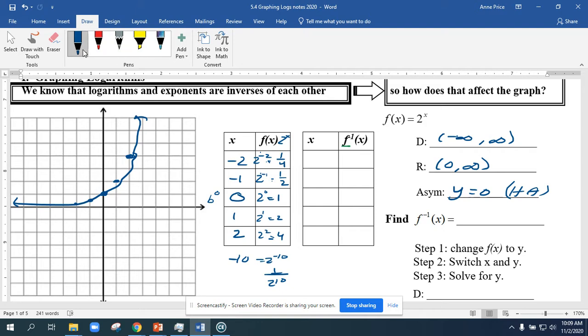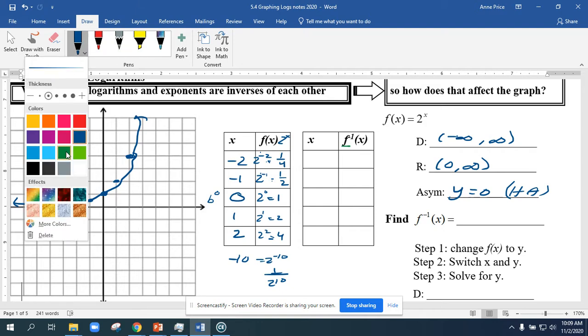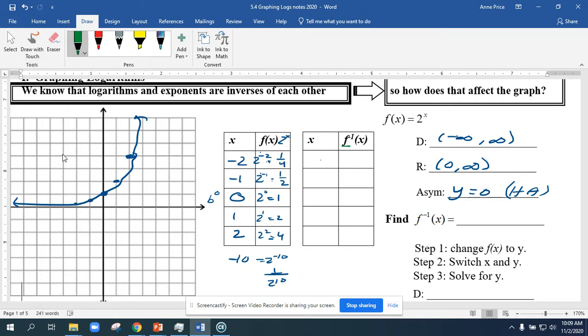So now with our inverse function, everything's going to kind of flip-flop. It definitely takes a lot of brain power to keep it all organized in your mind. So we're going to take the ordered pairs that we found with f of x and flip-flop them. So it's going to become 1/4 and -2, 1/2 and -1, 1 and 0, 2 and 1, and 4 and 2. All right, so we're going to plot those.